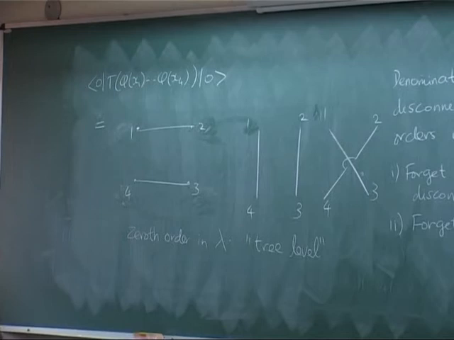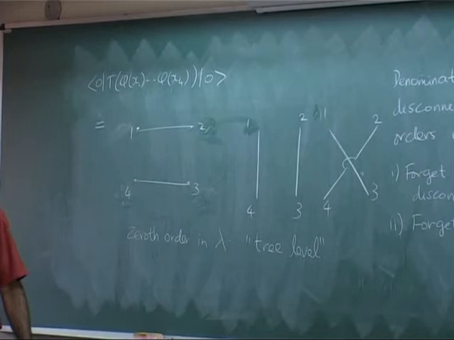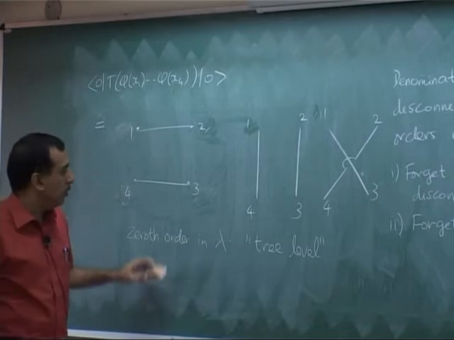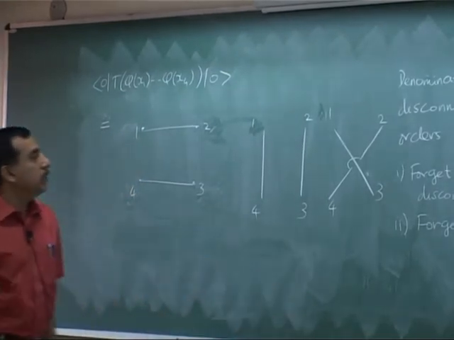The reason is that the structure of these diagrams in some way resembles trees, which are graphs without any closed circuits. You don't see any closed circuits or loops in these graphs. Yes, actually you're right. You're quite right. This is first order in lambda, is tree level. This is free level actually.